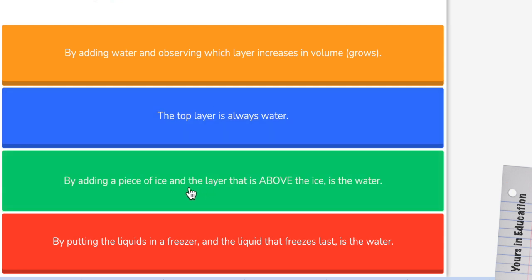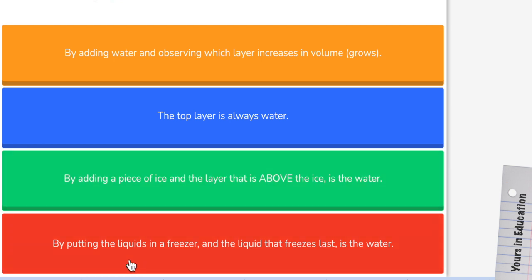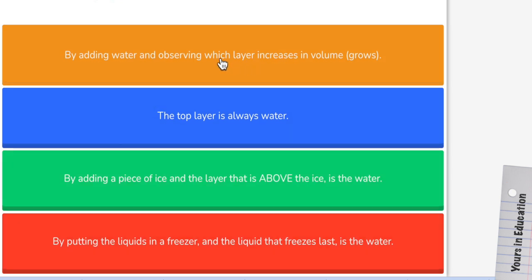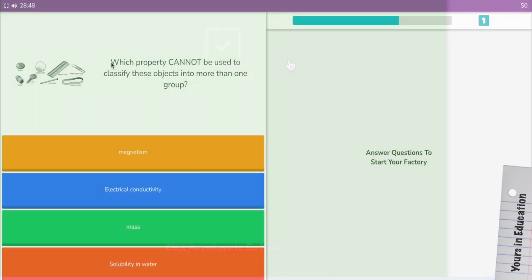By adding a piece of ice, and the layer above the ice is water? No, ice is less dense than water, so ice will always float. By putting the liquids in a freezer, and the liquid that freezes last is the water? Nope. Alcohol takes longer to freeze.